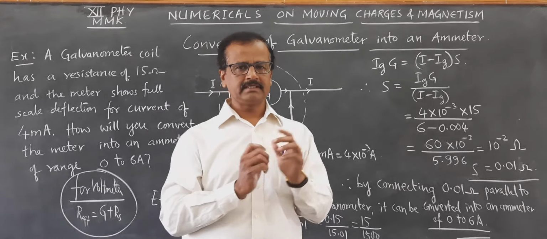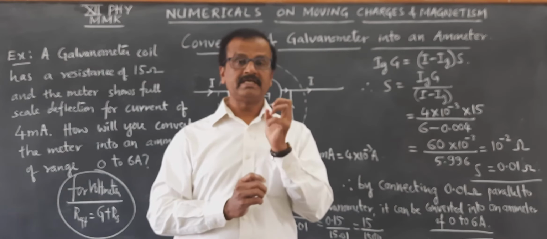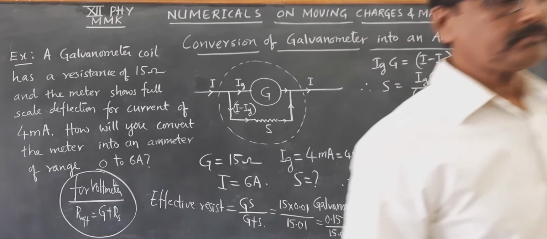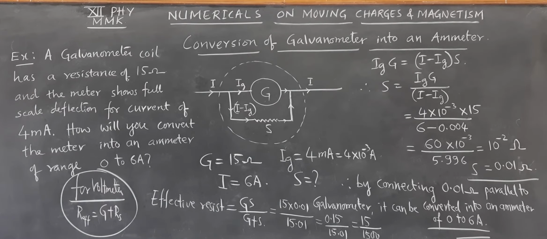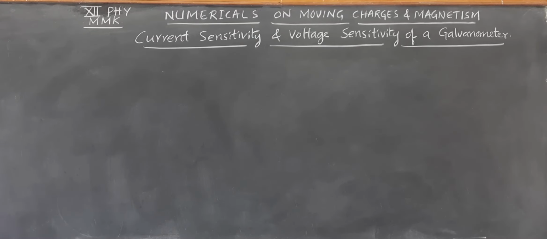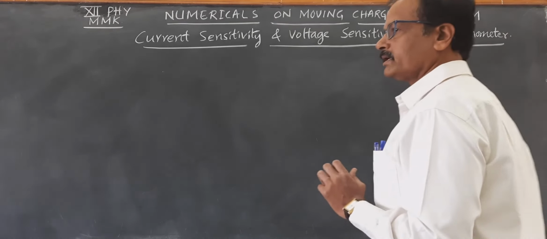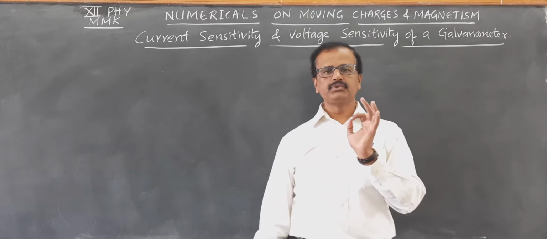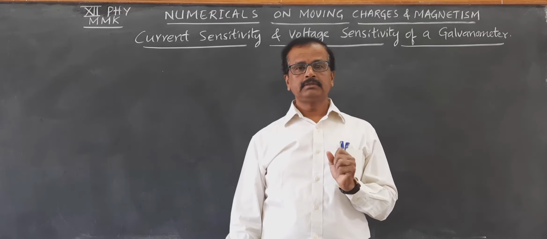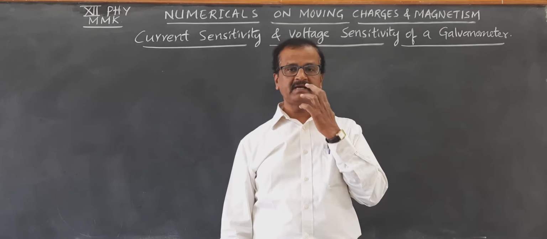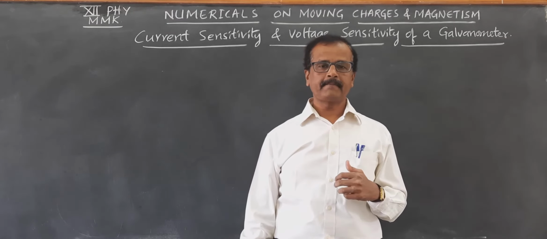Now let us discuss something about the sensitivity of a galvanometer. The galvanometer is a very sensitive device, which is used to detect the current, as we know. So it has two sensitivities: one is current sensitivity and another one is voltage sensitivity.